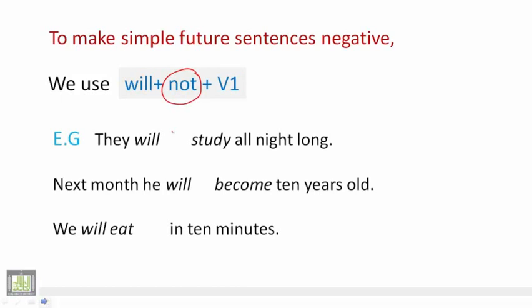They will not study all night long. Next month he will not become 10 years old. We will eat in 10 minutes. It becomes we will not eat in 10 minutes. So by this way we have made all these sentences negative.